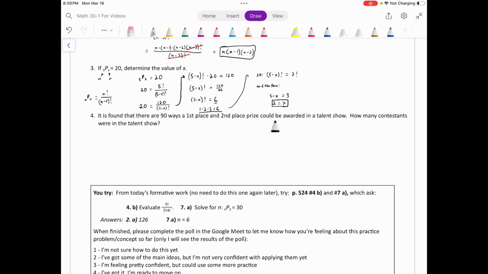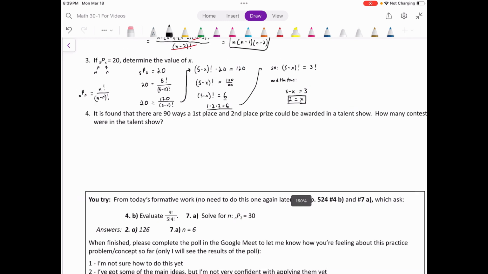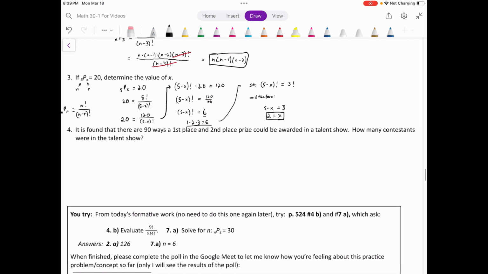So what that's telling us is how many different possible outcomes there are to choose 2 different things, right? And we're being asked how many options were there to choose from, right? So what it's telling us, 90 ways first and second place could be awarded, is just saying that whatever n is, however many contestants there were, there are 90 different ways to arrange two of them.